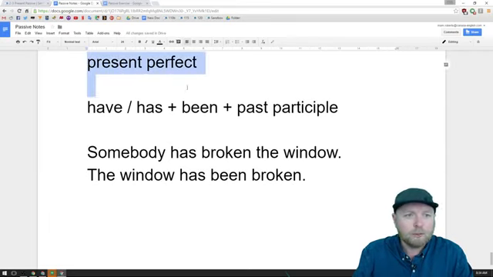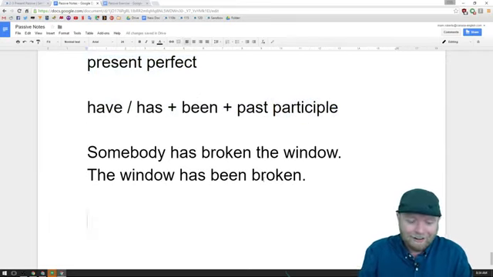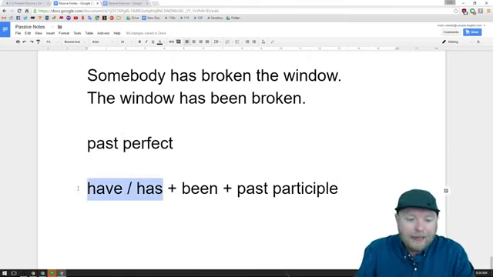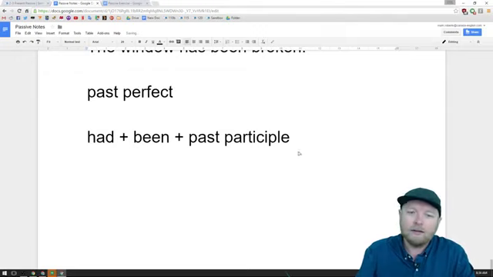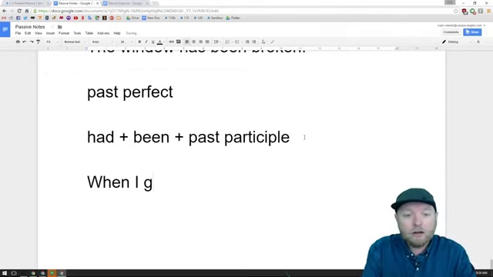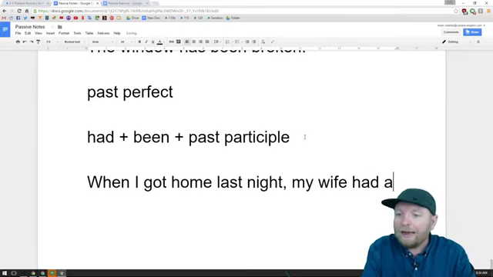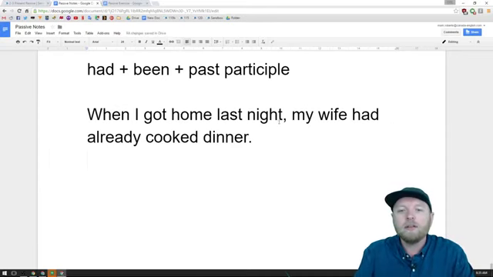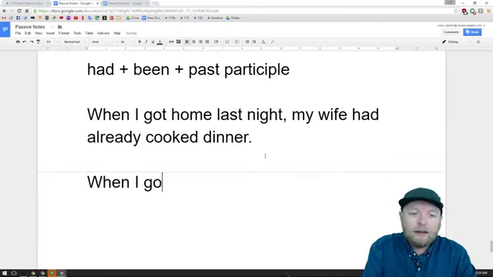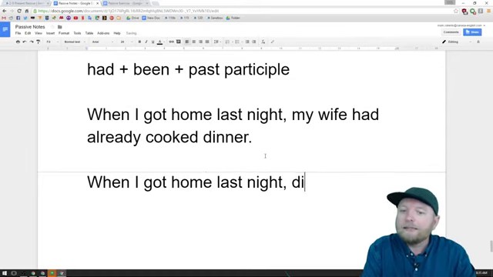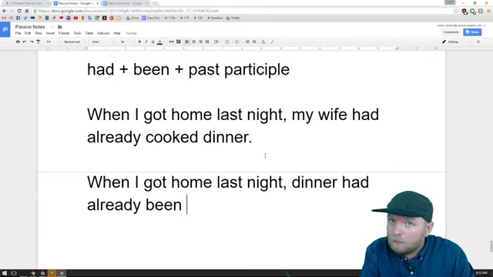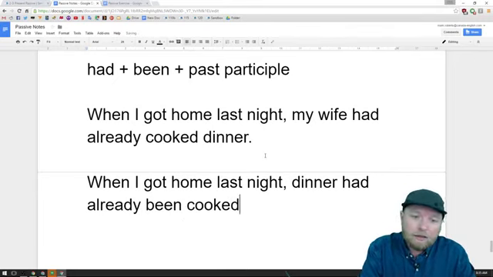What about past perfect? We can keep going, right? Well, past perfect, we just use had been, right? So example, when I got home last night, my wife had already cooked dinner. Oh, thank you, right? Well, when I got home last night, dinner had already been, because you always need be, cooked.